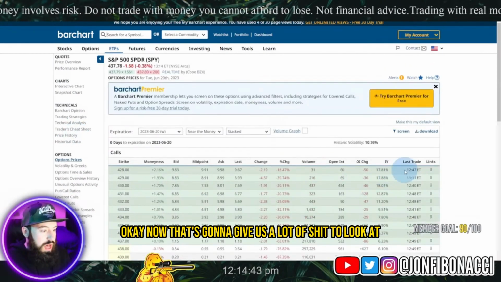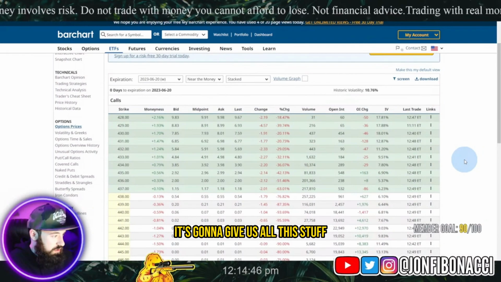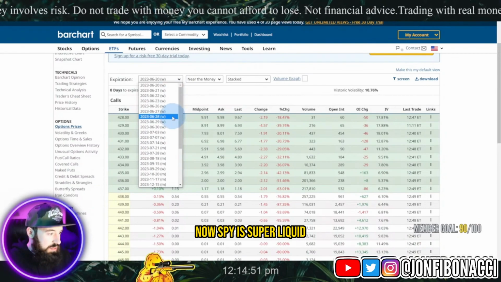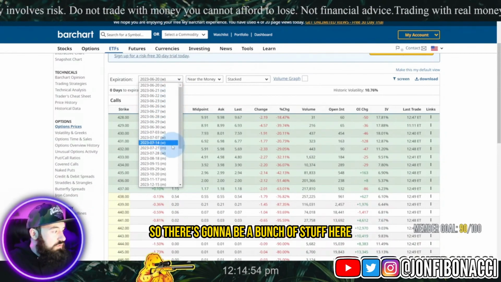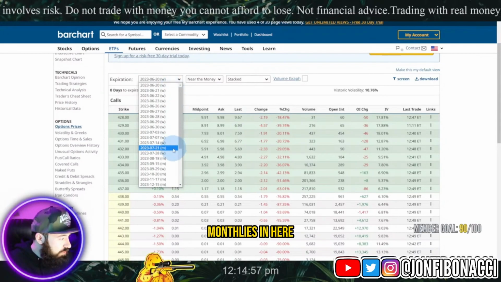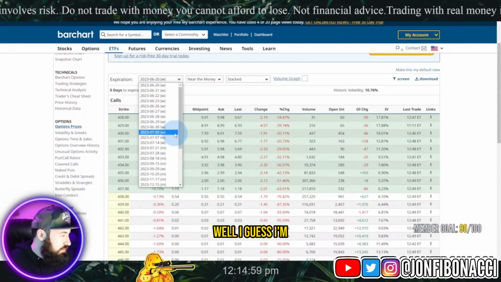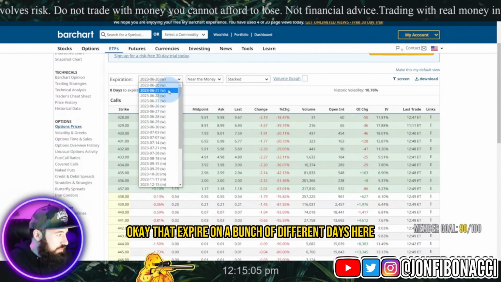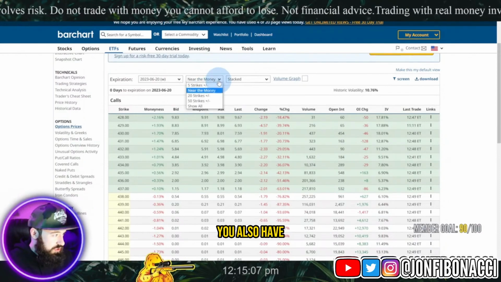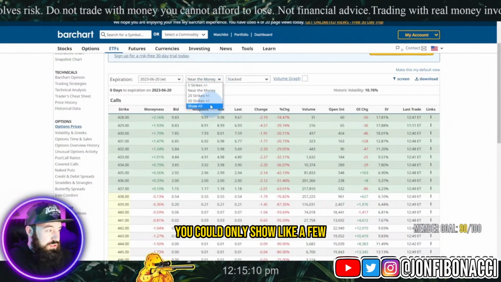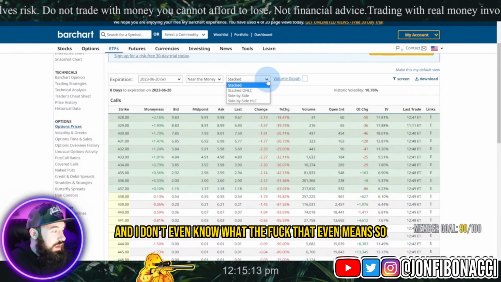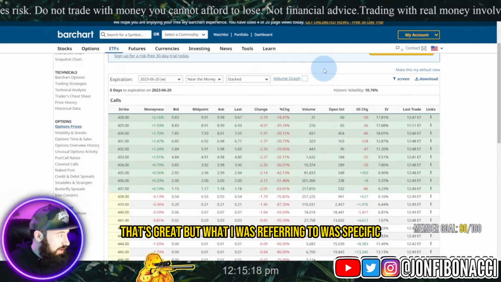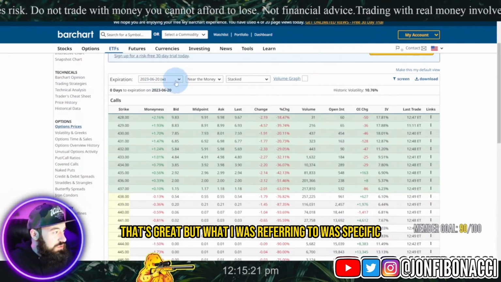Now that's going to give us a lot to look at. It's going to give us all this stuff. You're going to have a whole bunch of various expirations. Now SPY is super liquid, so there's going to be a bunch of stuff here. I mean, weeklies, dailies, monthlies in here. Well, I guess dailies not really, but a bunch of weeklies that expire on a bunch of different days here. All right. Now you also have, you can show all, you could only show a few, and I don't even know what that even means. So that's great. But what I was referring to was specific.